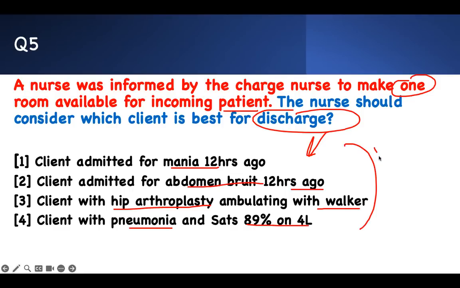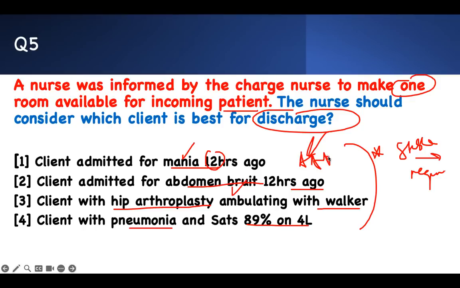Key fact, key concept to answer this question: a stable patient can go home. If you meet all your requirements, you can go home. Mania, 12 hours, is not ready. Abdominal bruit, that means what?